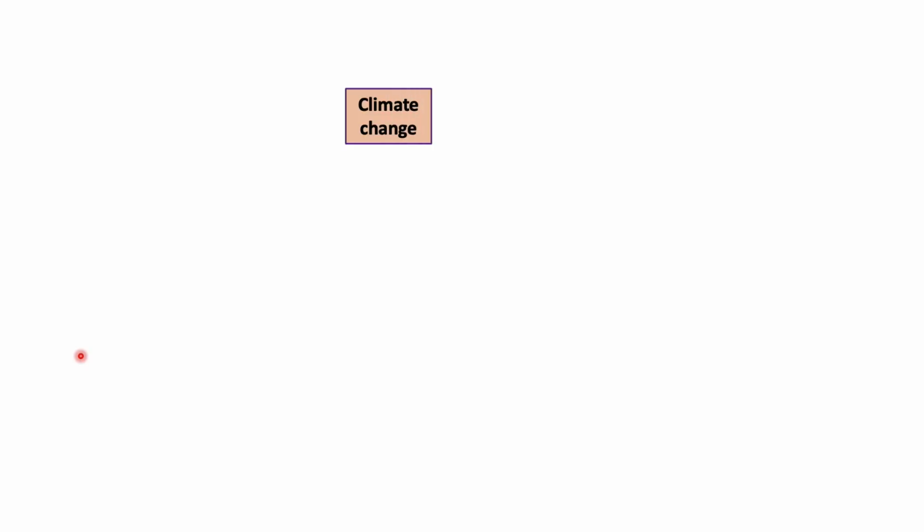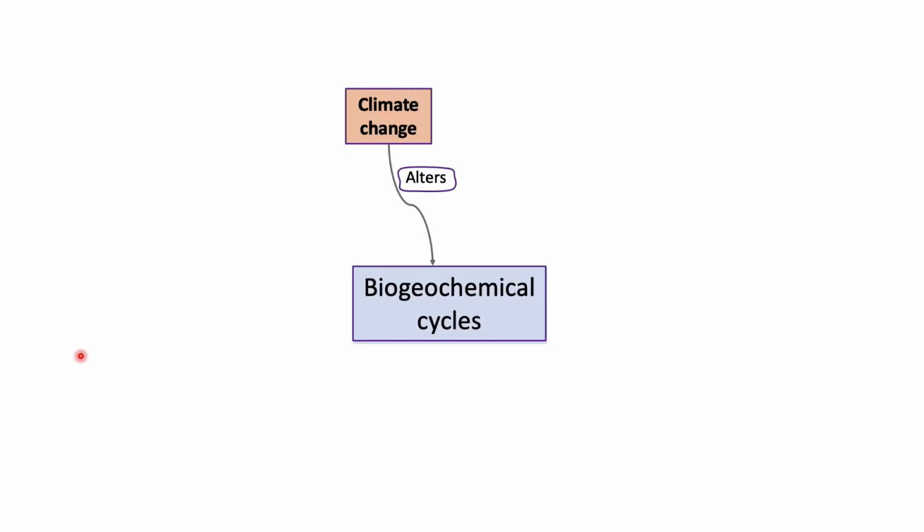Welcome to the next module. In this module, we will be looking at biogeochemical cycles and the Arctic. Let us start with climate change. Climate change alters the biogeochemical cycle. So, Arctic warming also affects the biogeochemical cycle.